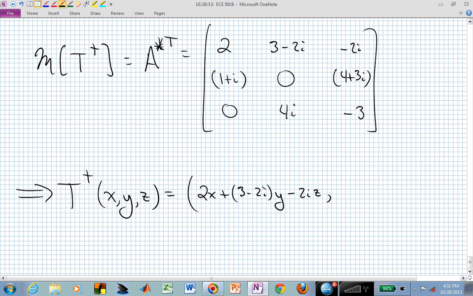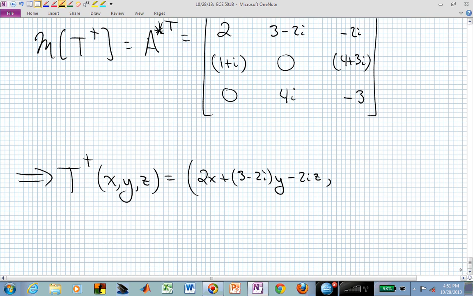What's the second coordinate going to look like? I'm going to actually go down because I know I'm going to run out of room. Well, maybe not. 1 plus ix plus 4 plus 3iz. And finally, the third coordinate in this linear map is going to be 4iy minus 3z.